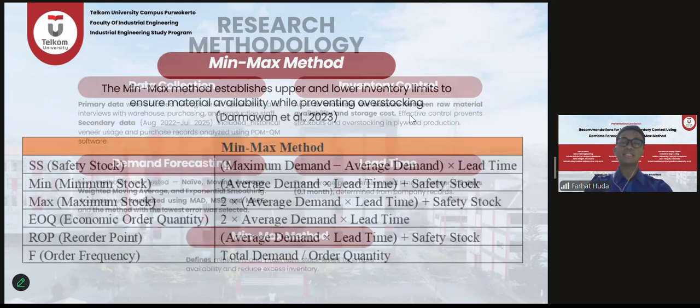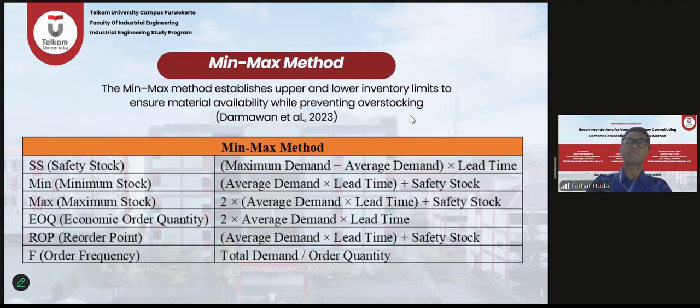This slide shows the main stages of the min-max method applied in the study. It begins with data collection and demand forecasting, followed by determining the lead time, calculating safety stock, minimum and maximum stock levels, reorder point, order quantity, and finally order frequency.